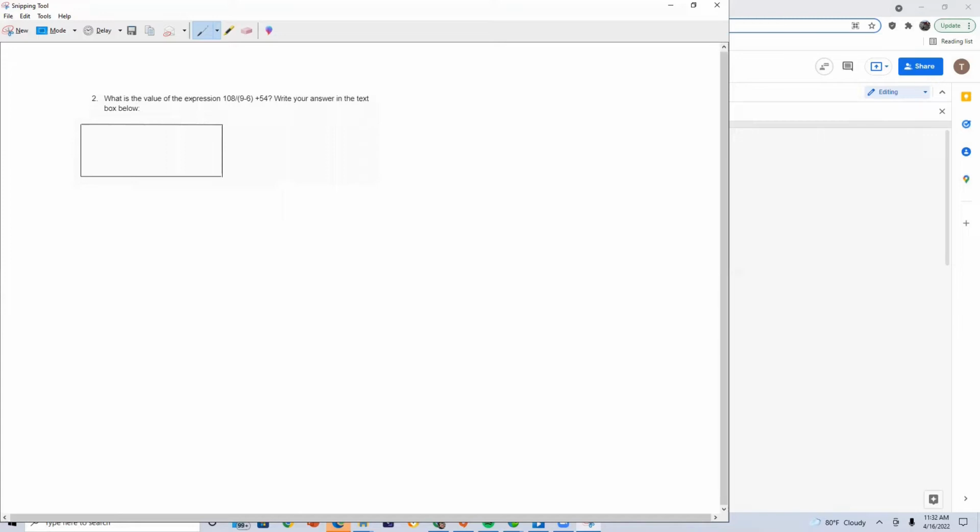So I'll be reading this question. What is the value of the expression 108 divided by 9 minus 6 plus 54? Write your answer in the text below. So again, PEMDAS, remember? P stands for parentheses. So first thing we're going to do is subtract 9 minus 6, which is 3. Sorry for our handwriting.